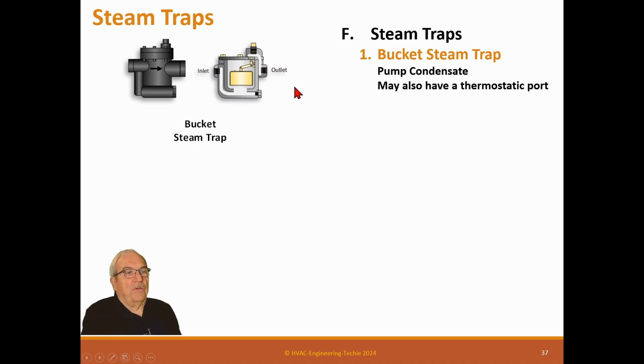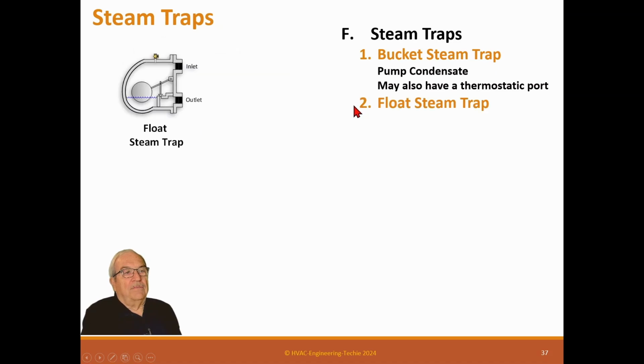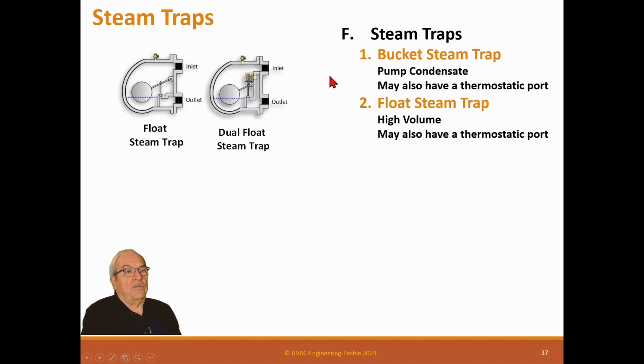It may also have a thermostatic trap. It can have a thermostatic trap either here or here to allow it to go to the other. A float trap, which Sarco makes a lot of, has a big float in here, and the float opens up the drain to let it get out of there. So this is the inlet, this is the outlet. This will handle a higher volume than a bucket trap. It may also have a thermostatic port right up here to let air out.